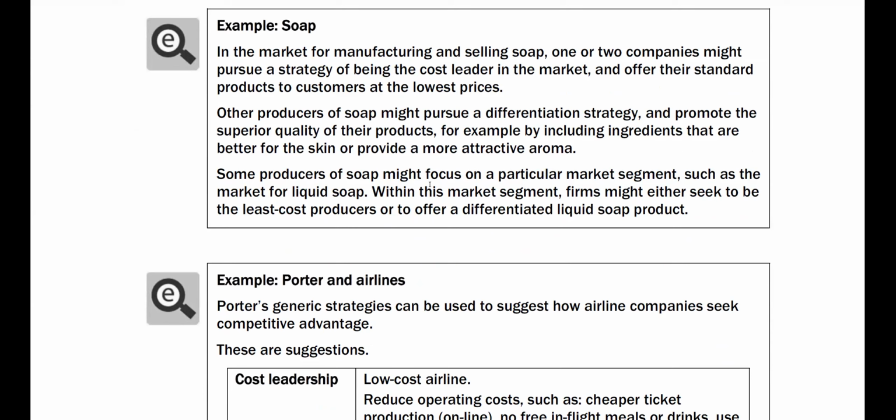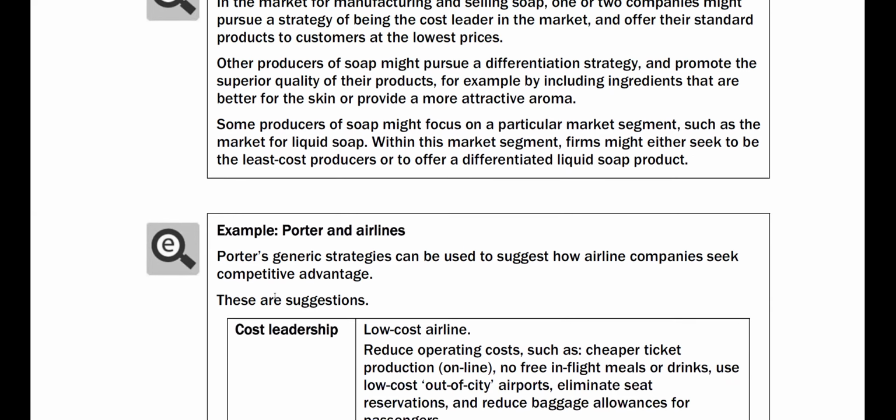But some producers of soap might also focus on a particular market segment, such as the market for liquid soap. Within this segment, firms might either seek to be a low-cost producer or to offer a differentiated liquid soap product, right? So they are not selling all the soap, but they just want liquid soap targeted to some particular people. I hope that is okay.